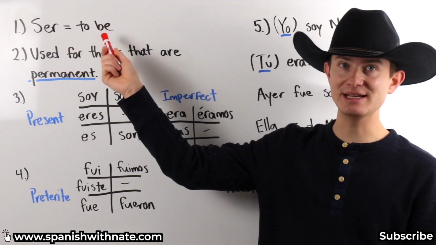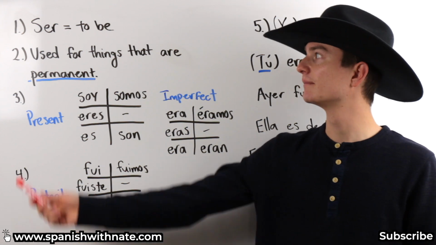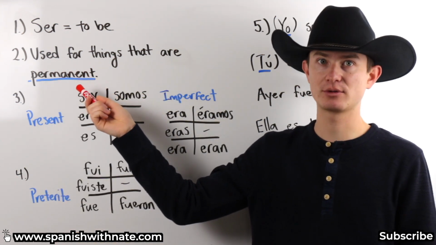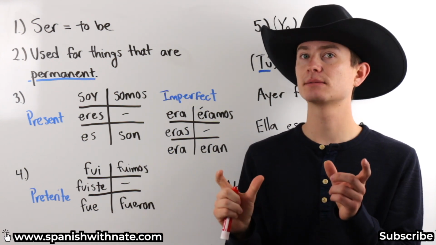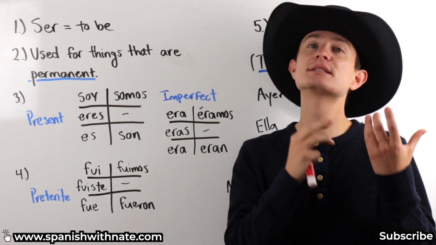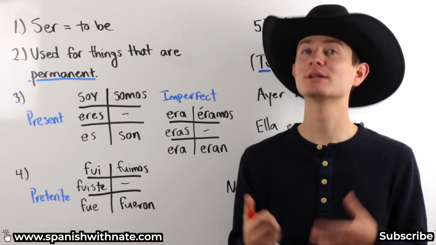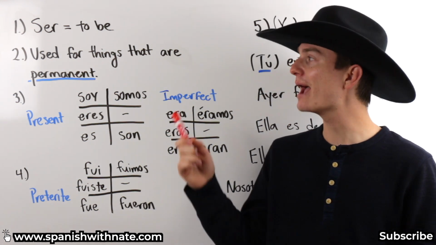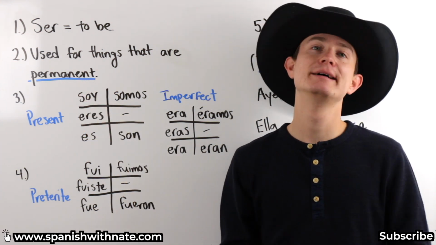Now, what does ser mean? It means to be. If you're going to remember one thing from this lesson, let it be this: ser is used for things that are permanent. In Spanish, the difference between ser and estar is that things relating to ser are permanent and estar are related to things that are temporary. Sorry, I'm getting all mixed up there. But just remember, ser is used for things that are permanent, things that don't change.